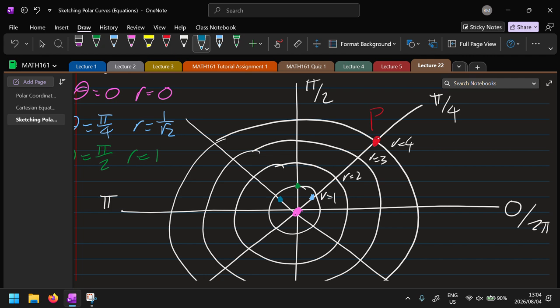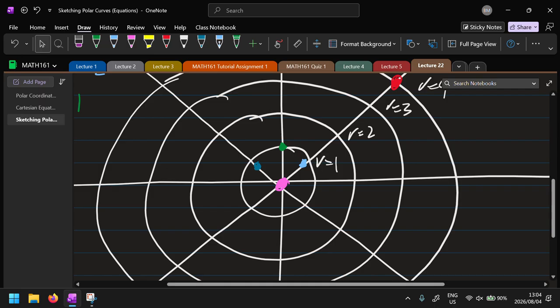And finally, let's put pi. So when theta is pi, what will the radius be? Will be 0. So we go back to the origin. So if we have a look at what we did, we started at the origin, and as the angle increased, the radius increased to 1. We see that it went up to 1. And then the radius got smaller, back to 0. Does everyone see that?